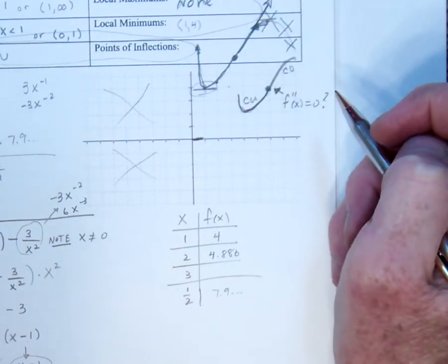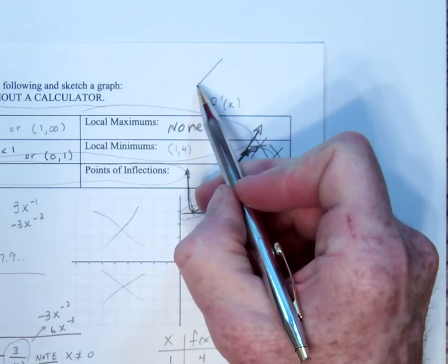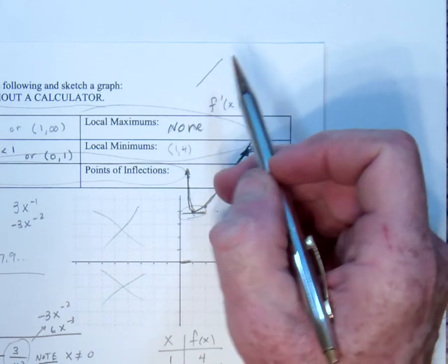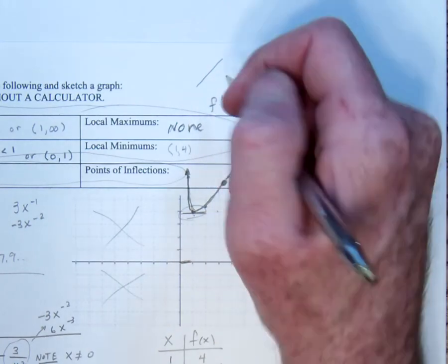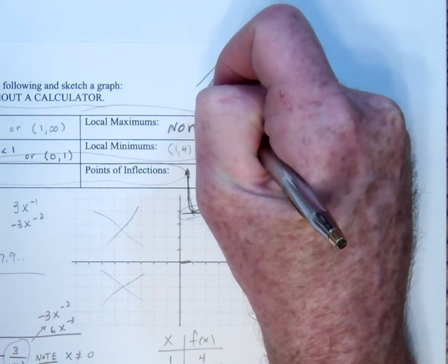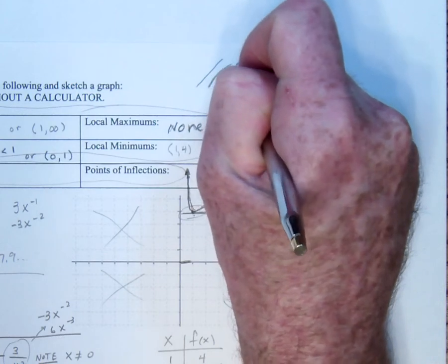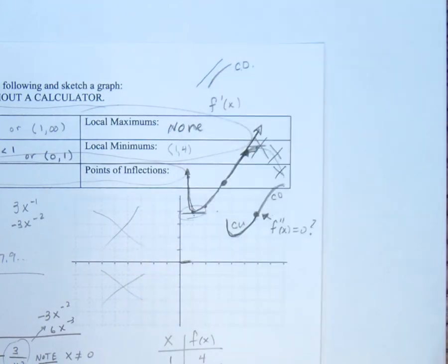And if you look on a graphing calculator, you could have something that looks like this, where you think, well, that's just a straight line. But if you were to zoom in more, you would see that it's actually shaped like this, which is concave down. So you really need to trust the calculus and the math more than the graph or the graphing calculator.